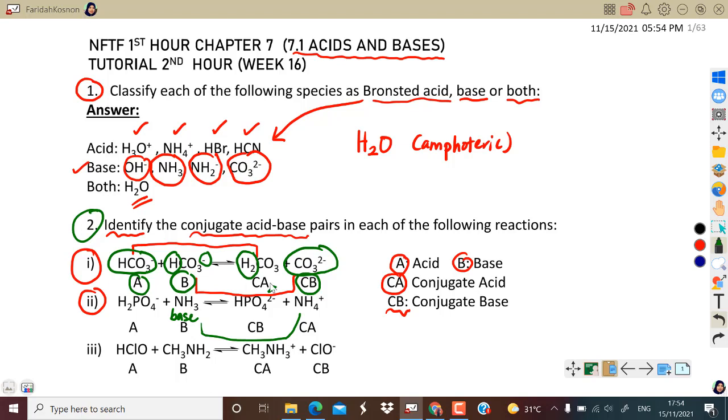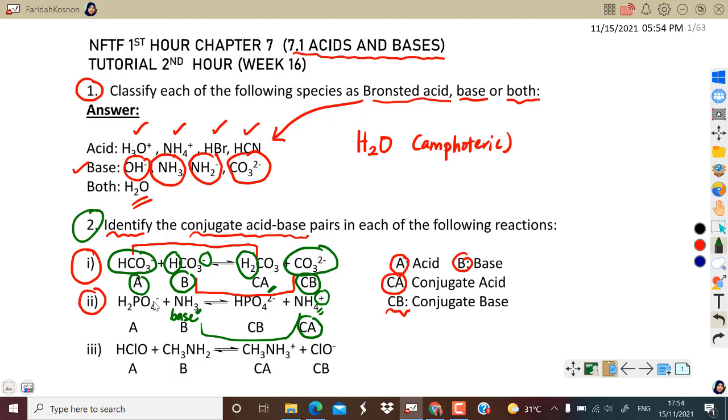Ammonia dia jadi NH4 plus. Jadi apa yang berlaku di situ? Ammonia telah accept proton, so protonnya daripada 3 jadi 4. And the charge becomes more positive, daripada overall 0, ammonia tu neutral compound, tak ada charge, jadi 1 positive. So ammonia is a base while ammonium ion is the conjugate acid.